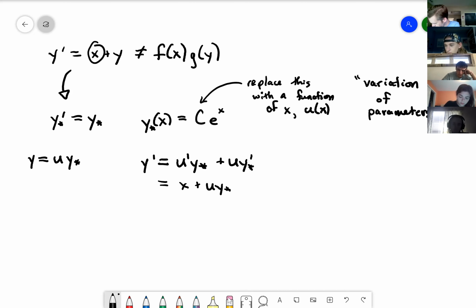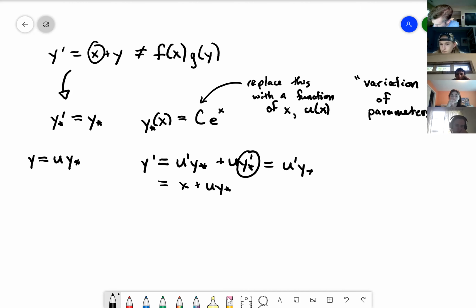And so I want to solve for u here. What we have is in this top one, we know what y star prime is. So u prime y star plus u, and then y star prime is just y star. So we'll replace this with y star, and then we can cancel this out on both sides. And we get u prime y star equal to x.